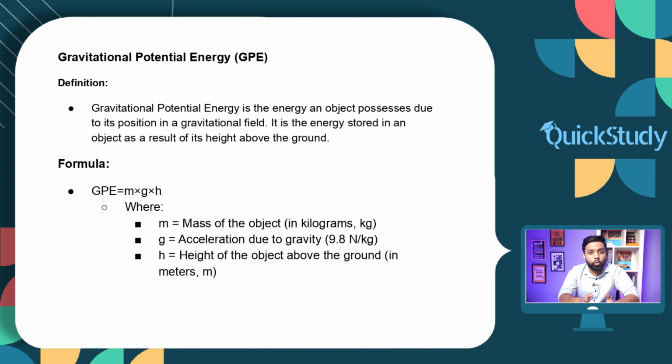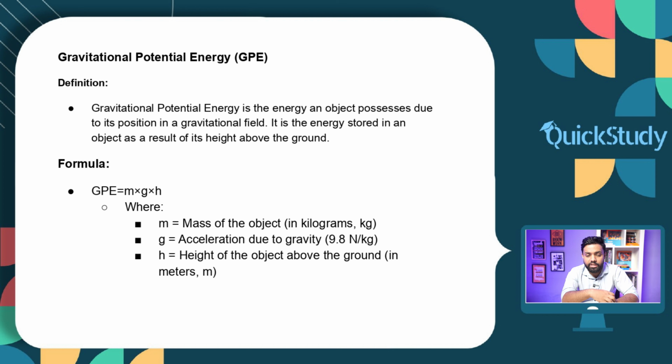When we're talking about work and energy, we have to talk about gravitational potential energy. So basically, gravitational potential energy is the energy an object possesses due to its position in a gravitational field. It is the energy stored in an object as a result of its height above the ground.